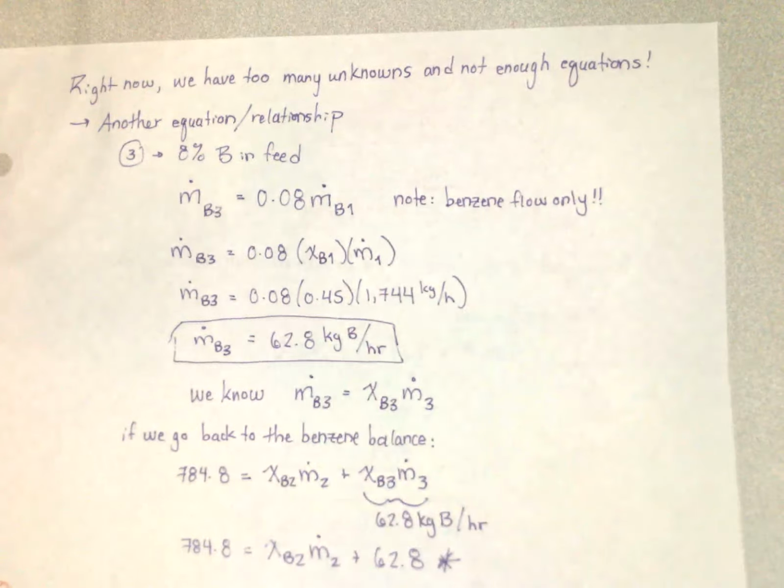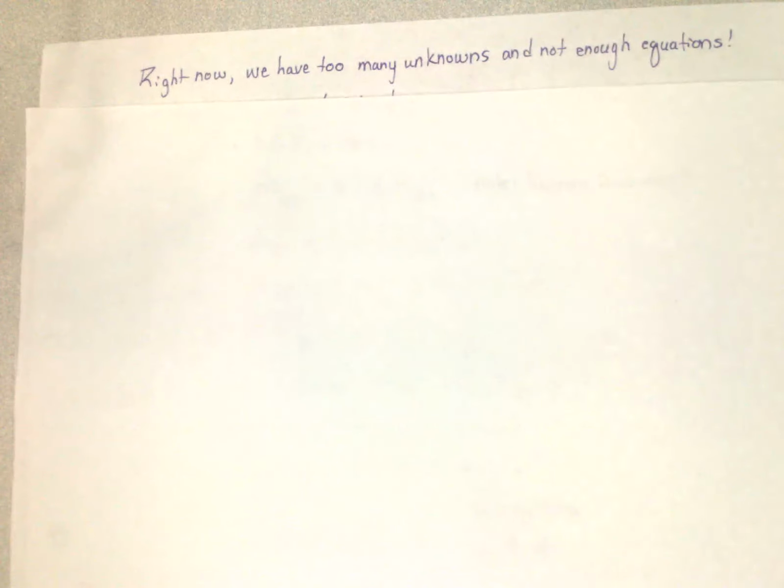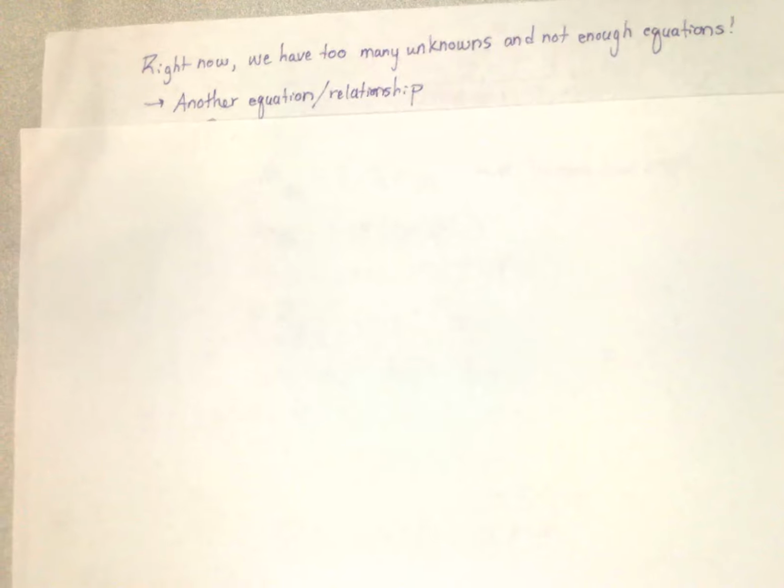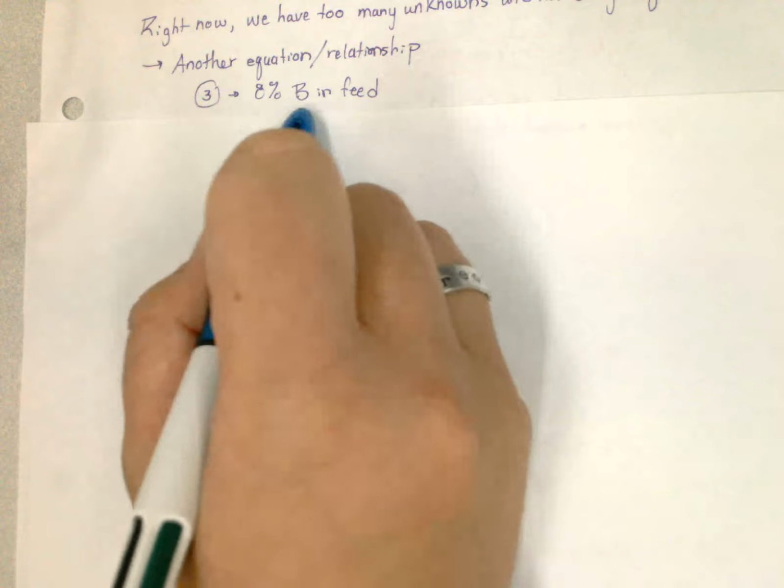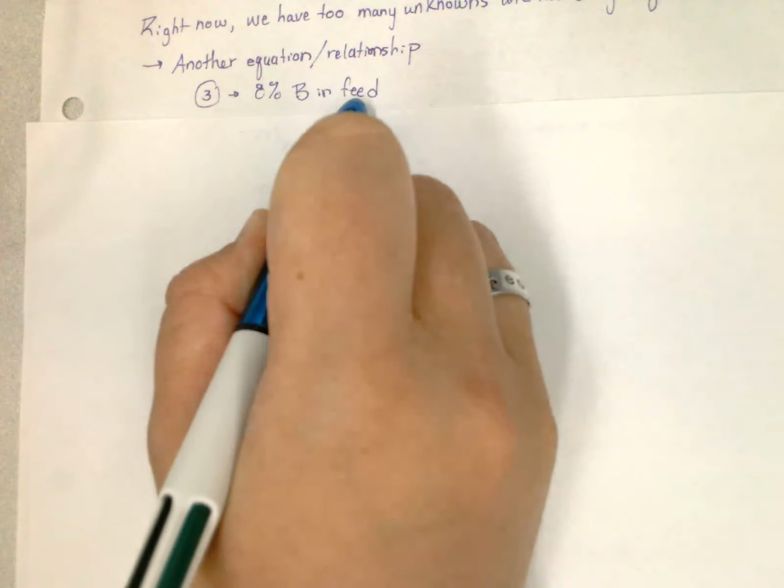So let's move things around here. So right now, too many unknowns, not enough equations. Okay, so that means we need another equation or a relationship to solve. So remember how in the setup video we talked about there's 8% B in the feed? Output 3 is 8% of the benzene in the feed.